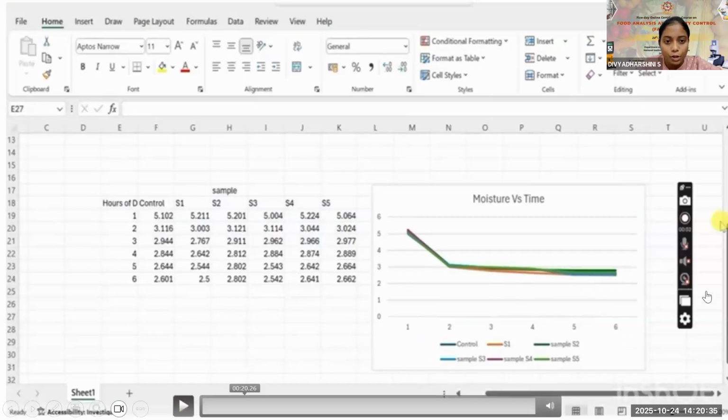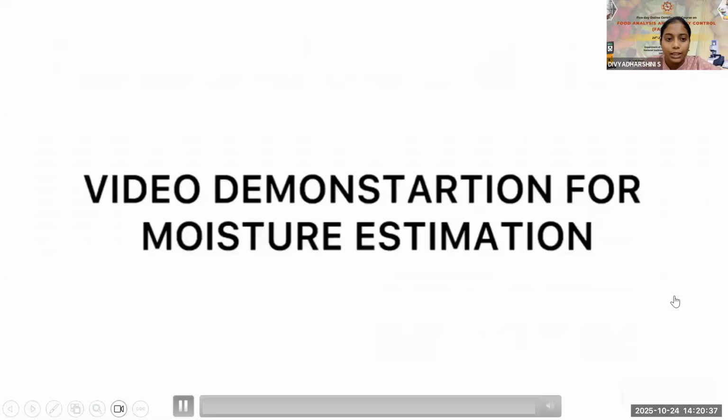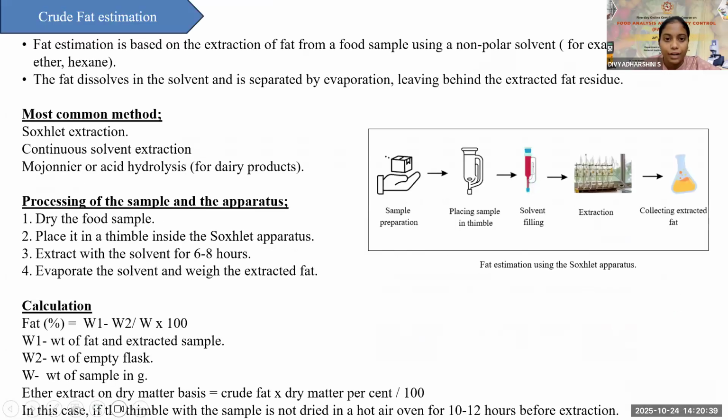So that's it for the moisture determination. Moving to the next one, which is crude fat estimation. Fat estimation will be based on the extraction of the fat using non-polar solvents, where non-polar means the electrons are equally shared.